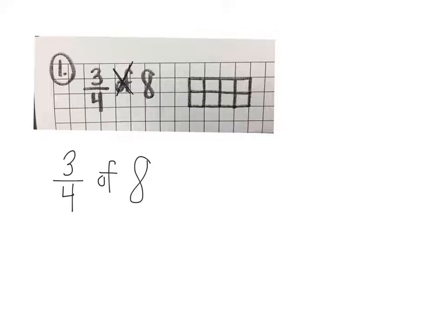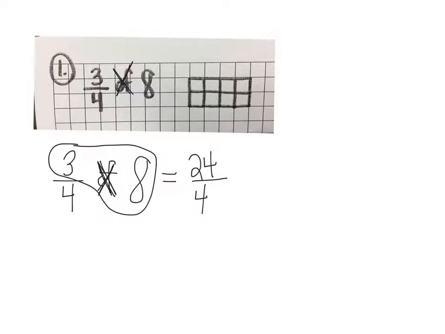If we are going to solve this using the traditional algorithm, I know that I must multiply my whole number times 3, which gives me 24. 8 times 3 is 24. And our denominator stays the same, so I have a 4 on the bottom. And so in my product, I will also have a 4 on the bottom.